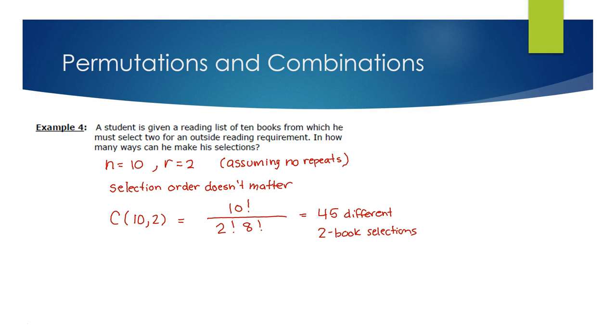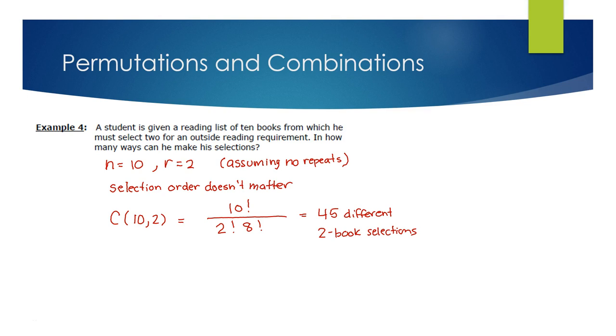Now, a lot of people have a tendency sometimes to confuse this situation and say, well, shouldn't I be able to do 10 books, then 9 books after that, and get 10 times 9, or 90? There seems to be a logical reason to it, but when you're doing that, you're assuming that you're picking them in a particular order. In this case, you're not.